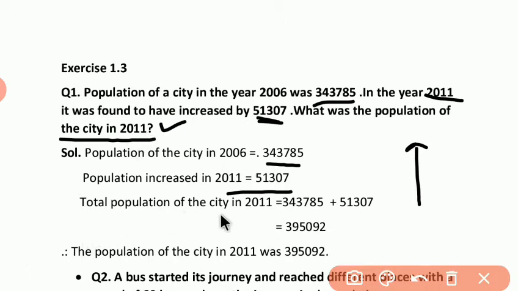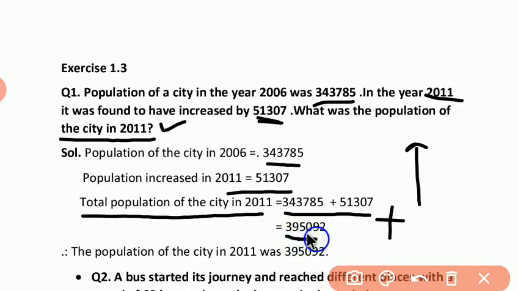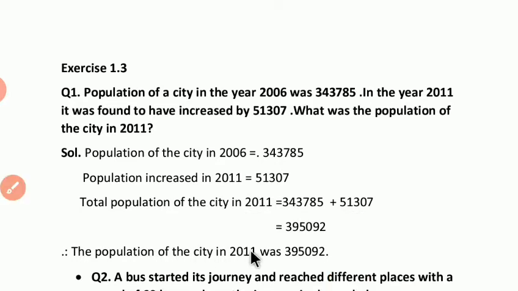Now we have to find the total population in 2011. So the total population of the city in 2011 will be the population of the city in 2006 plus the population increase till 2011. So we have to add 3,43,785 plus 51,307. If we add these two numbers, we get 3,95,092. So the total population of the city in 2011 was 3,95,092, after the population increased by 51,307 since 2006.